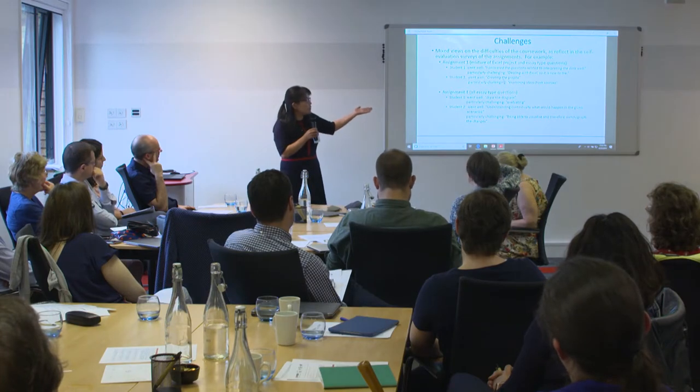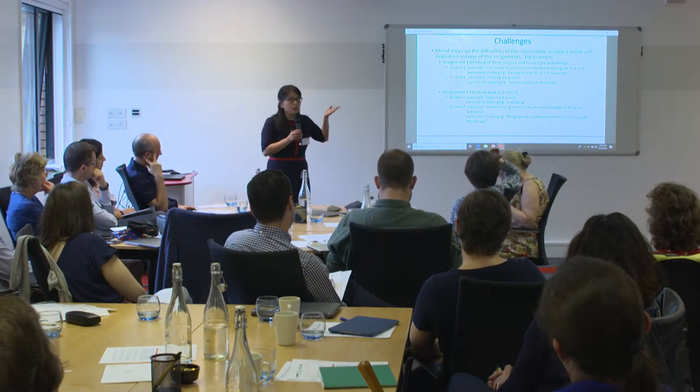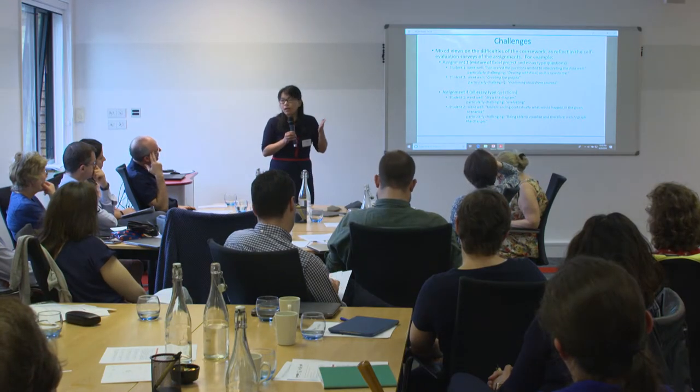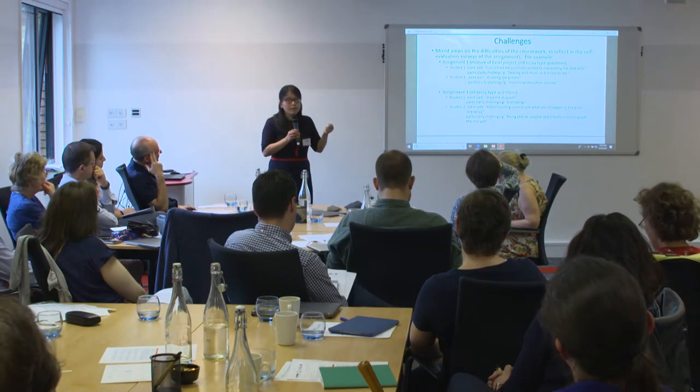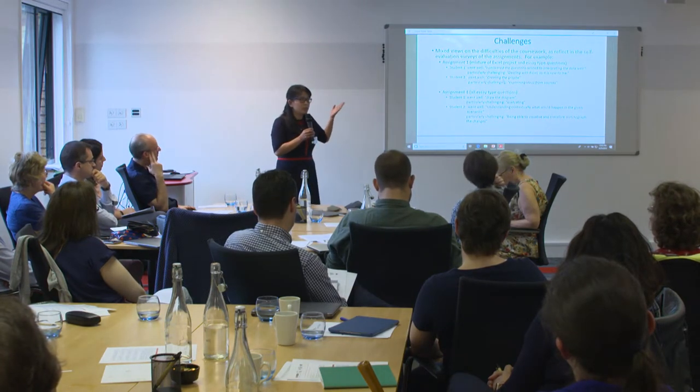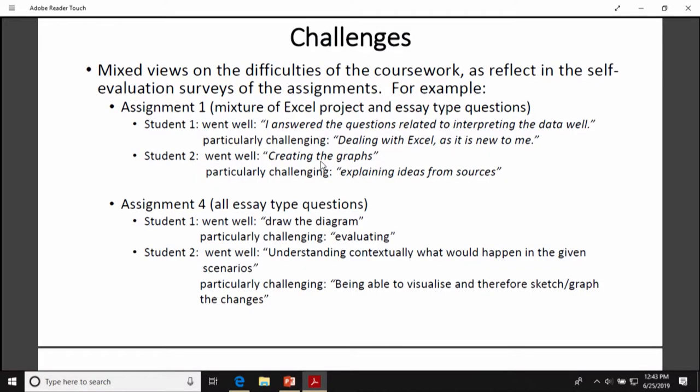Similarly, for assignment four, the students are asked to draw diagrams and then analyze, if there's an exogenous shock, how this curve will move and how the equilibrium will change, this type of question. So some students find it easy to draw a diagram, but it's hard to evaluate the consequence of the different shocks. However, some other students consider that it is very challenging to sketch a diagram. However, in terms of narrative, it's relatively easier for them. So this just gave you some evidence of how students perceive the coursework.